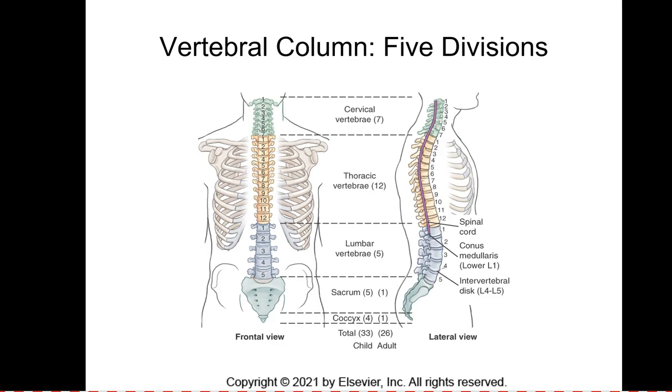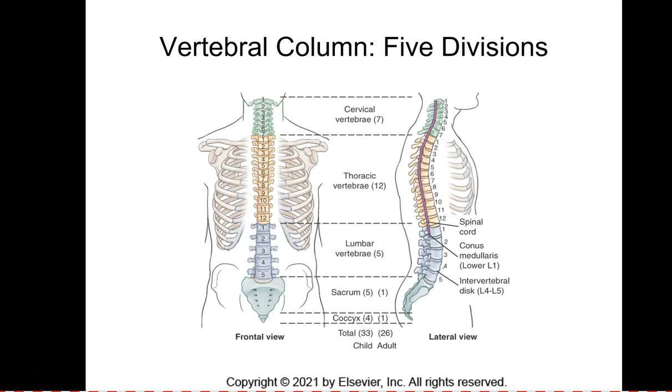Okay, the vertebral column is divided into 5 sections. The vertebrae within each section have distinctive characteristics, and we'll spend a lot of time comparing and contrasting those characteristics and looking at them on diagrams and our bones in lab.